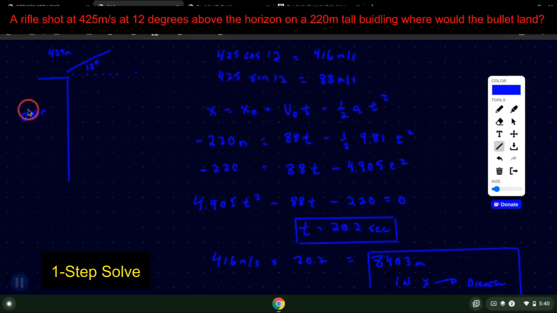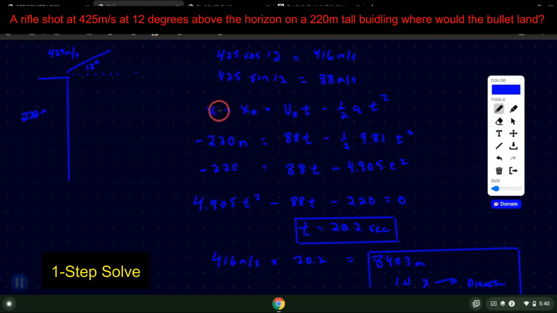Once again, they're shooting off the top of a building, 220 meters tall, and it's going at 425 meters per second. Oh, I should figure that out right here, right? 425 meters per second, and it's at a 12 degree angle. Set it up like it was before. So stick it into this formula. That's the one I was using. It's x equals xo plus vot minus 1/2 at squared. So that's gravity working against the original velocity of it going up at 88 meters per second.